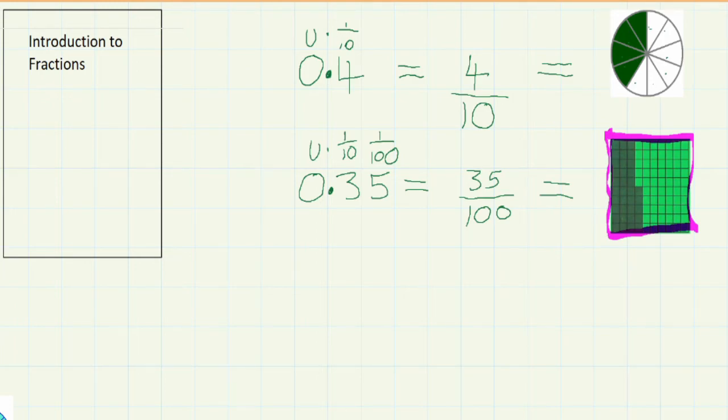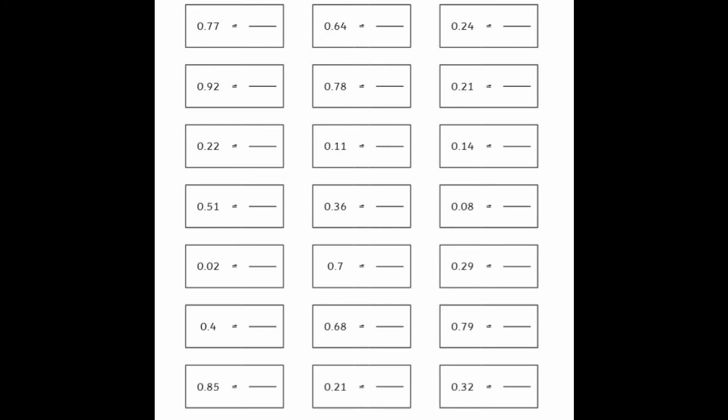Okay? So 0.35 as a decimal is 35 hundredths. They're both just bits, they're both just parts. So fractions, like decimals, are just little bits of something.